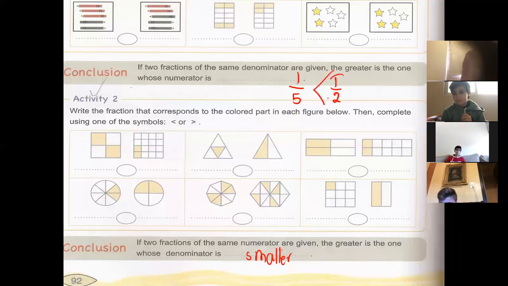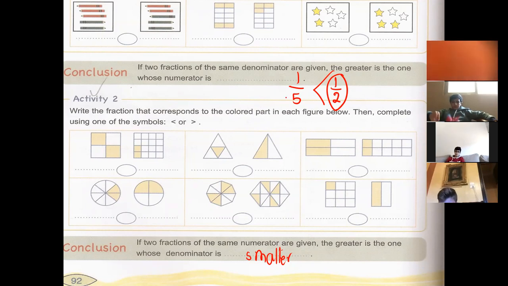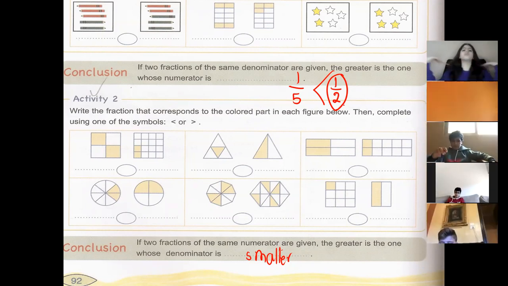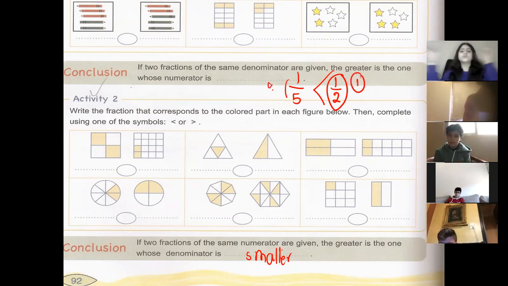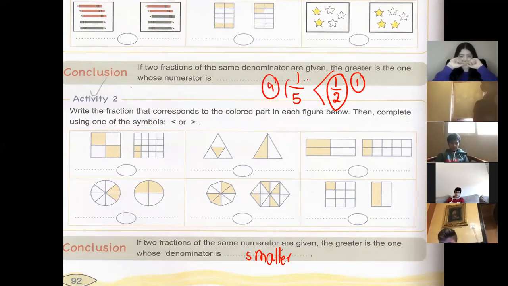1 over 2. Excellent. كل ما كان يا teacher النيوميريتر والدينومينيتر very close to each other بيكون الفراكشن أكبر. Okay? يعني هون ال1 very close to 2 is closer to 2 more than 5. So 1 over 2 is bigger than 1 out of 5. Here we need 1 point to get a full mark. Here we need 4 points to get a full mark. So 1 out of 2 is better than 1 out of 5. So if two fractions have the same numerator, the biggest fraction is the one that has less denominator. 2 is less than 5, so 1 over 2 is bigger than 1 over 5.